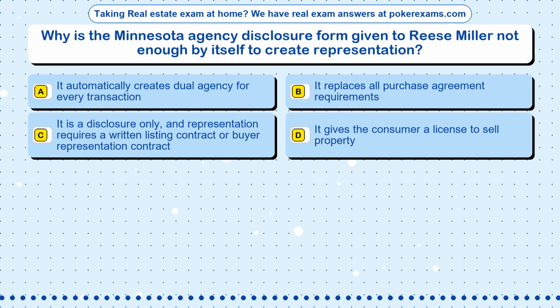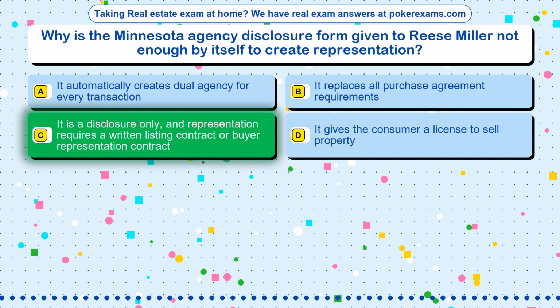Question 47. Why is the Minnesota agency disclosure form given to Reese Miller not enough by itself to create representation? Option A. It automatically creates dual agency for every transaction. Option B. It replaces all purchase agreement requirements. Option C. It is a disclosure only, and representation requires a written listing contract or buyer representation contract. Option D. It gives the consumer a license to sell property.